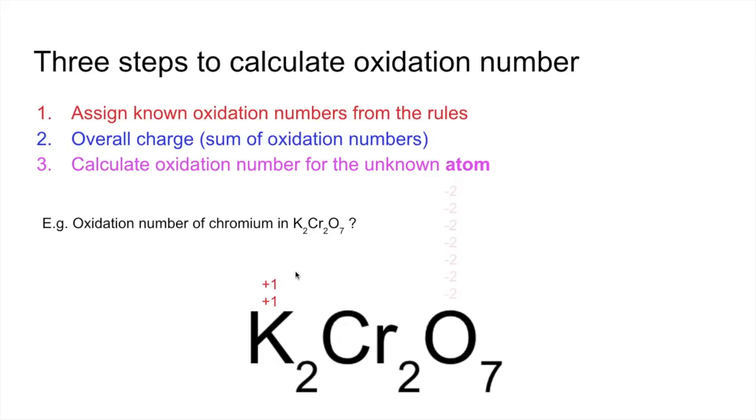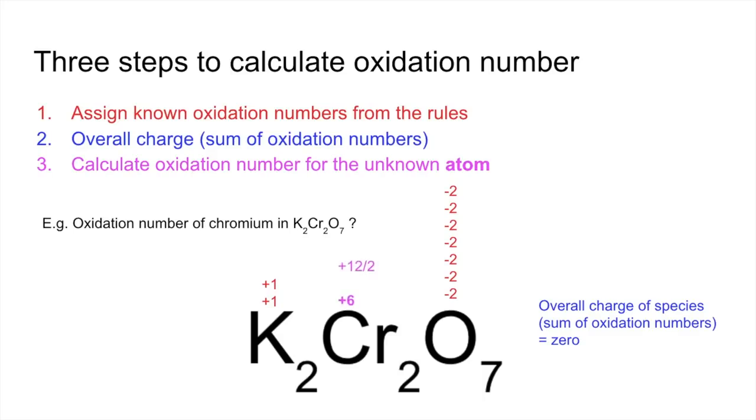And for oxygen, I've written 7 separate -2s. Step 2, the overall charge is 0. There's no charge, this is not an ion in other words. So basically all of these oxidation numbers have to add up to 0. So far we've got -2 times 7, so we've got -14, and we've got +2 from those 2 +1s. So the 2 chromiums are obviously +12, so if we divide that by 2, we get +6 for each chromium.